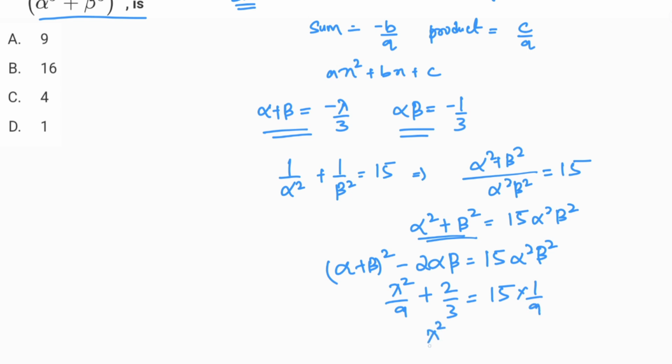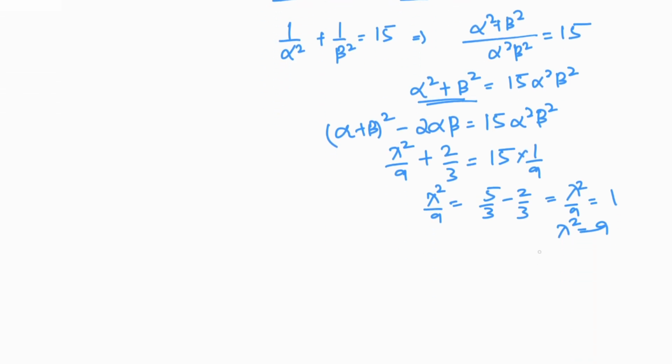So we'll get lambda square by 9 is equal to 15 by 9, that is equal to 5 by 3, and this 2 by 3 will get transferred over there, so it will be minus 2 by 3. So lambda square by 9 is equal to 3 by 3, which is equal to 1. So we have got the value of lambda square as 9. Now from this we can say that lambda is equal to either plus or minus 3.